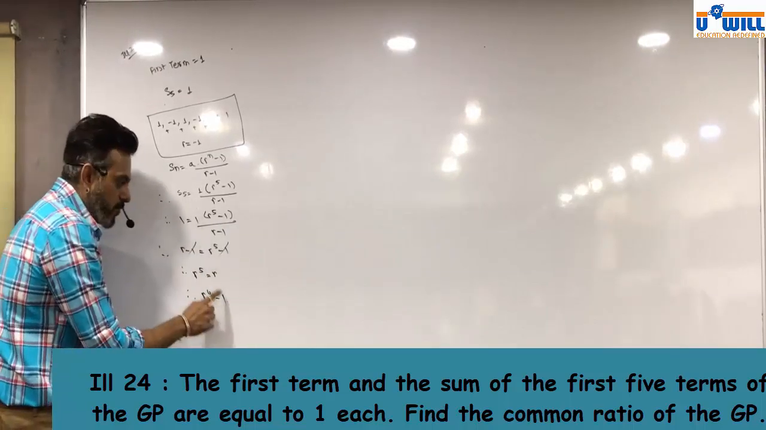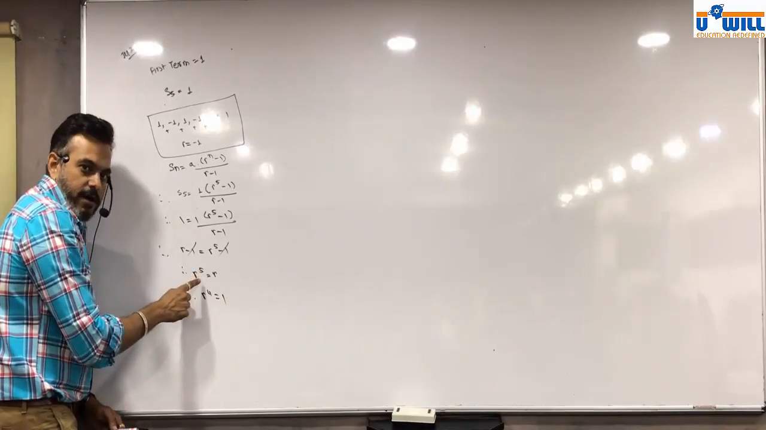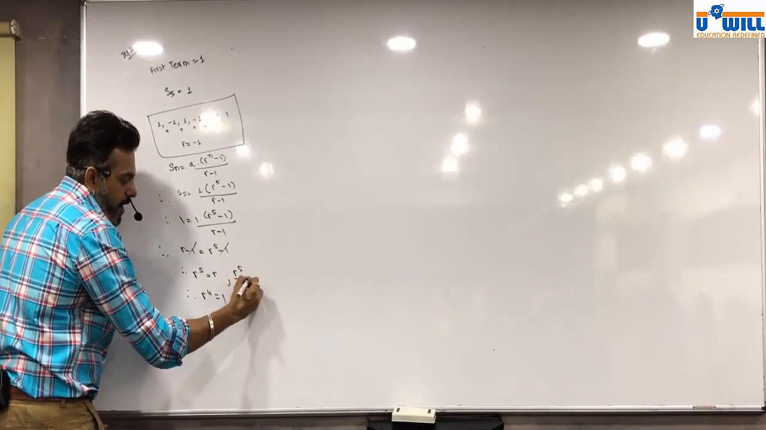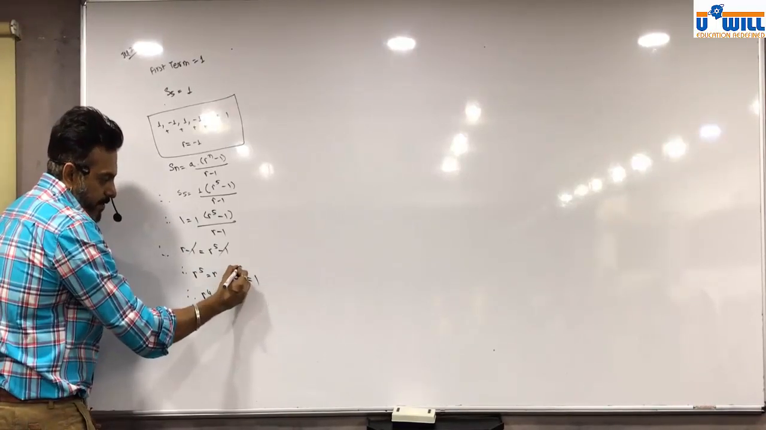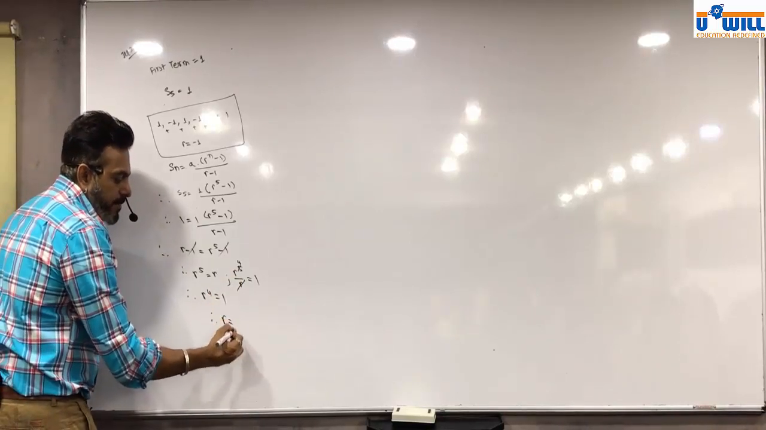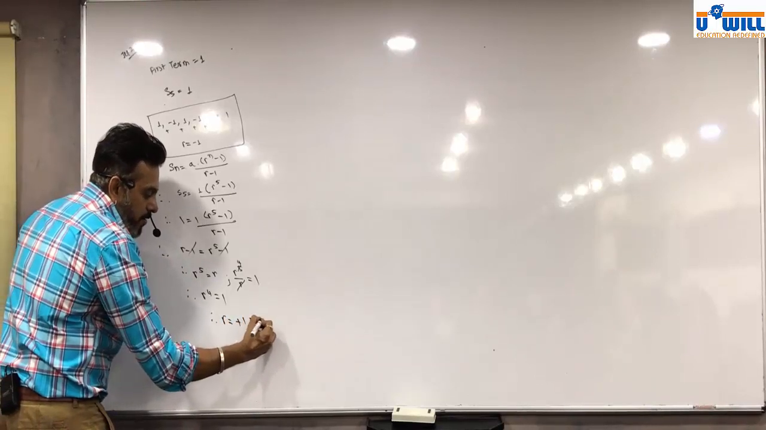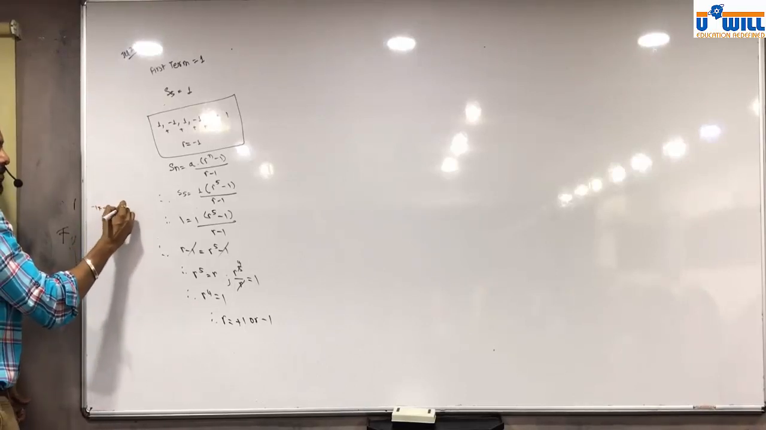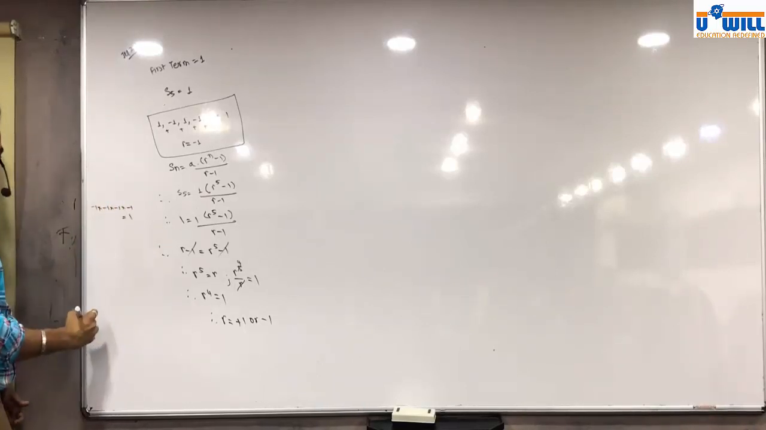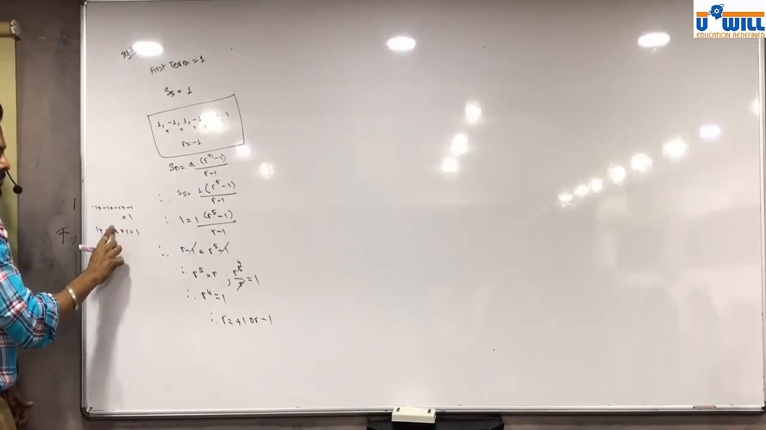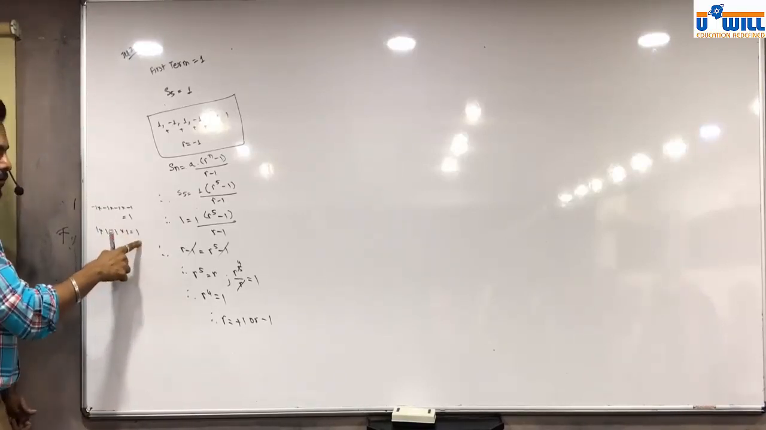How did R raised to 4 is equal to 1 come? This comes down and cancels. R raised to 5 upon R is equal to 1, so this cancels and it becomes 4. Now, R raised to 4 is 1. Therefore, R can be equal to plus 1 or minus 1. Isn't it? Minus 1 into minus 1 into minus 1 into minus 1 is also 1, and 1 into 1 into 1 into 1 is also equal to 1.